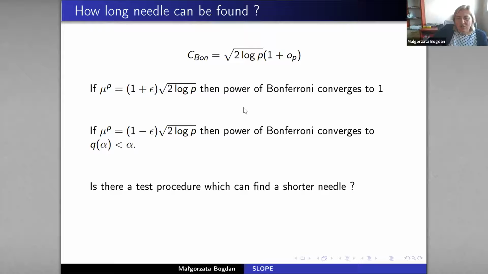Okay, so basically this is what you need to do. If you want to separate the noise from the signal, you need to use the critical value at the level square root of 2 log p, and then you are able to catch only needles which are as long. Okay, and I'm going to tell you a little bit about how the statistical theory develops. So what people do to find out if there is something better. Is it really a limit of multiple testing or of this global procedure?